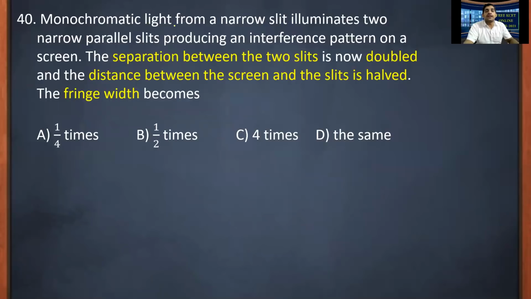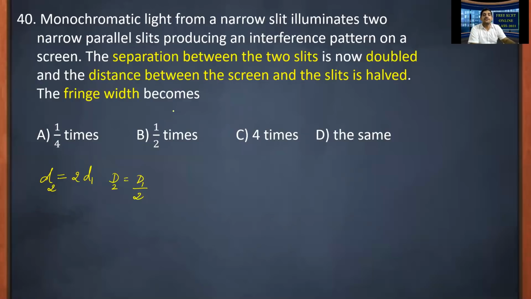40th question. A monochromatic light from a narrow slit illuminates two narrow parallel slits, producing an interference pattern on a screen. So there is a single slit illuminating a double slit, and it produces an interference pattern on the screen. The separation between the two slits is now doubled. That means separation between the slits d2 is equal to 2d1. Distance between the screen and the slit is half. So D2 is equal to D1 divided by 2.